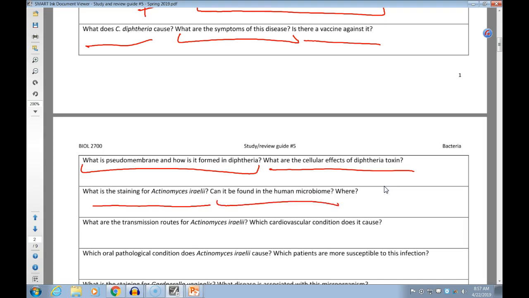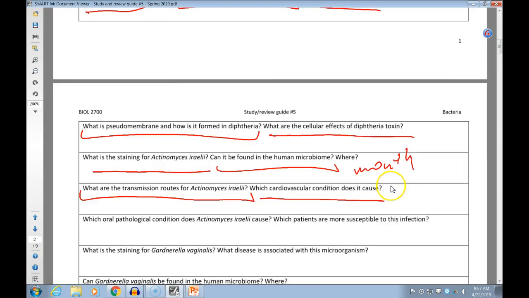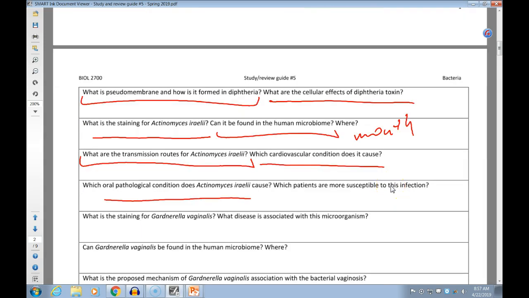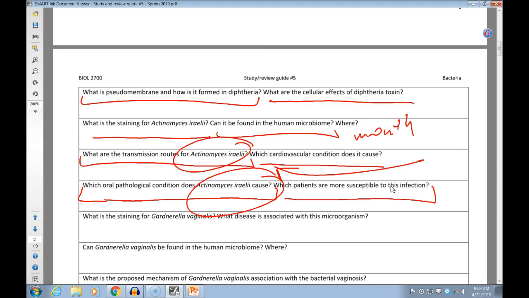This gram-positive bacterium is found in the human microbiome in the mouth. So transmission routes are usually auto-inoculation or self-inoculation. Does that make sense? So it just spreads from the mouth. Cardiovascular condition: endocarditis. Oral pathological condition: gingivitis. For this infection, the patient is immunocompromised.